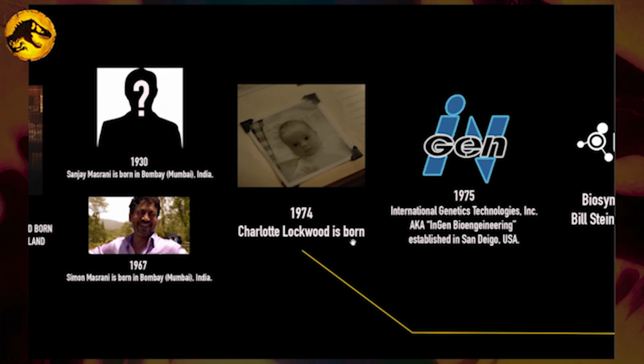1974, Charlotte Lockwood is born. This picture comes from Jurassic World Fallen Kingdom. Now this character is going to play a very important role in sort of the history of Jurassic Park, and that's why she's got like a separate timeline which we'll follow as we go along.